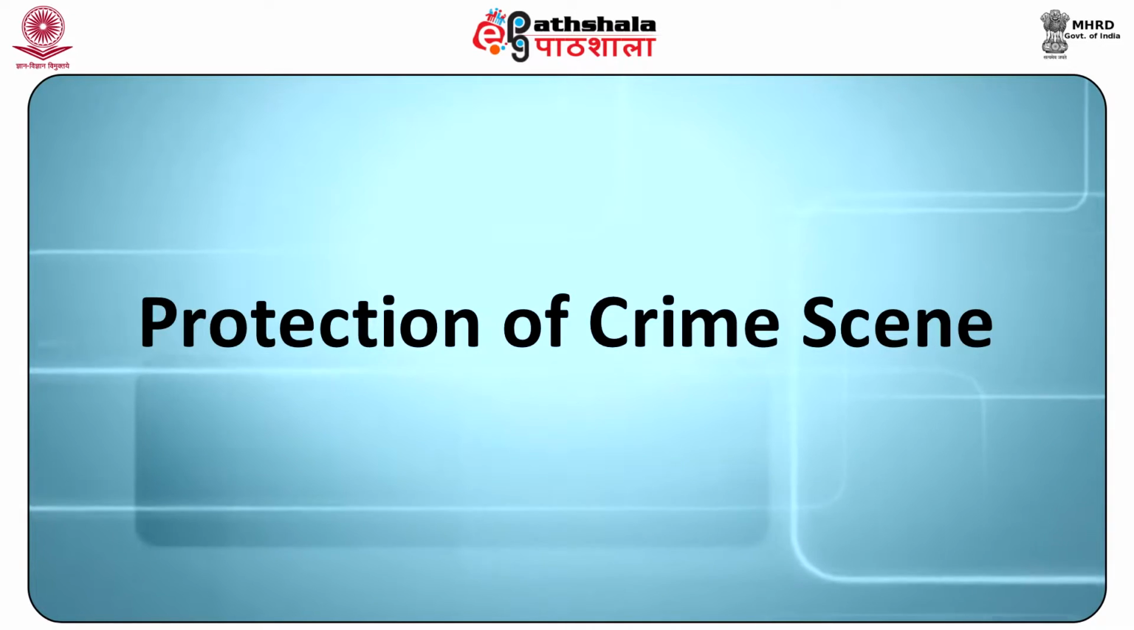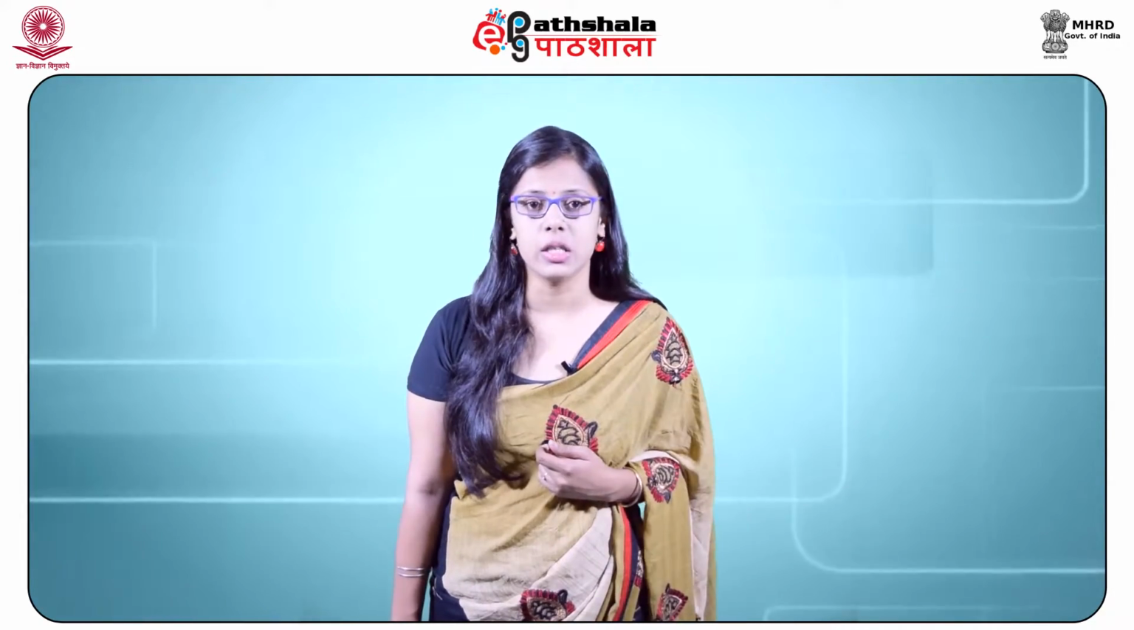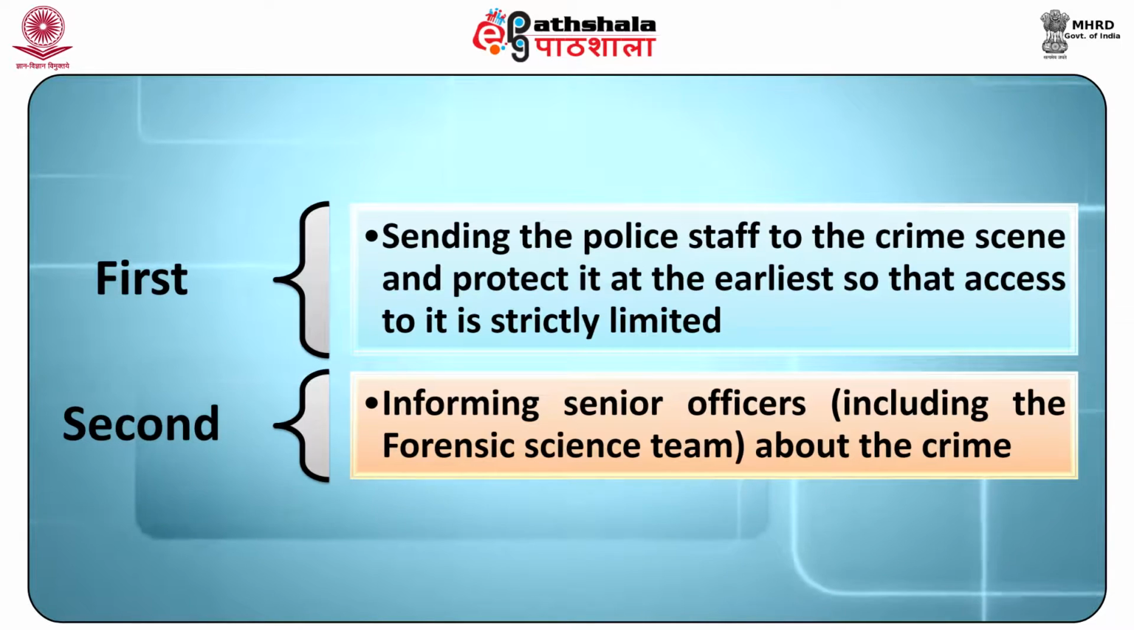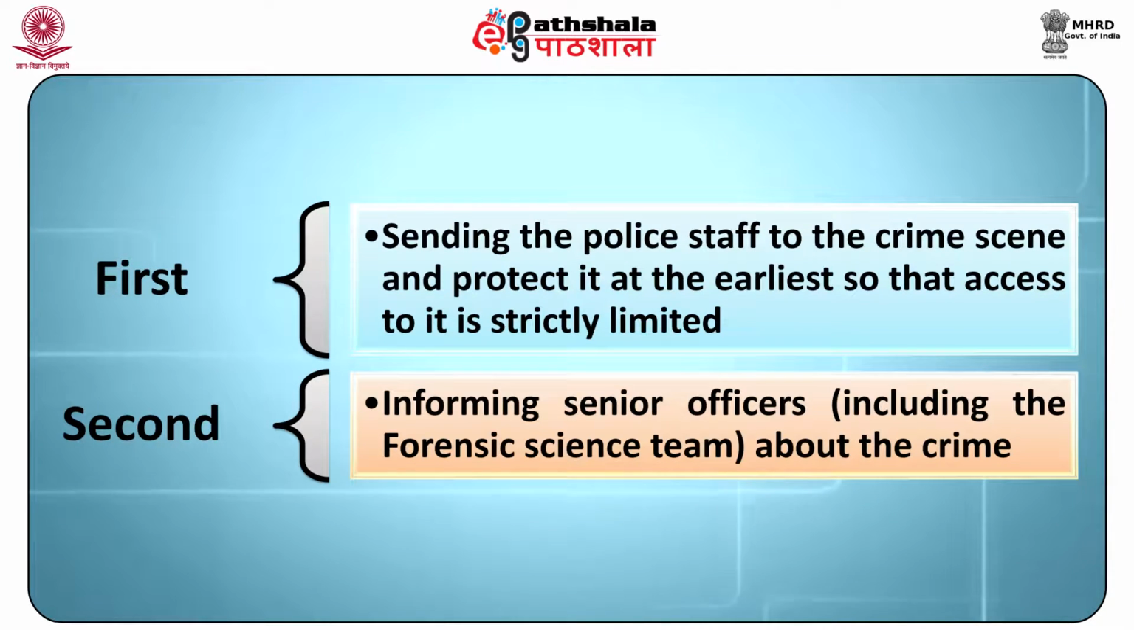Now, let us go through the protection of crime scene. As soon as the information reaches the police station, the police have to perform two important duties. First, sending the police staff to the crime scene and protecting it at the earliest so that access to it is strictly limited. Second, informing senior officers, including the forensic science team, about the crime. Certain problems, however, remain, and serious mistakes are commonly made at the first stage. Such mistakes are often irreversible and have the potential to compromise or spoil an investigation, jeopardize a prosecution, or effectively deny a defendant due process.